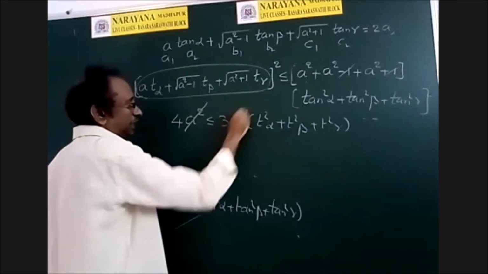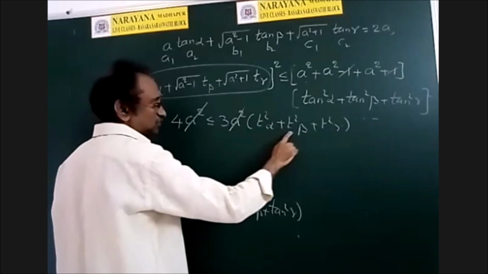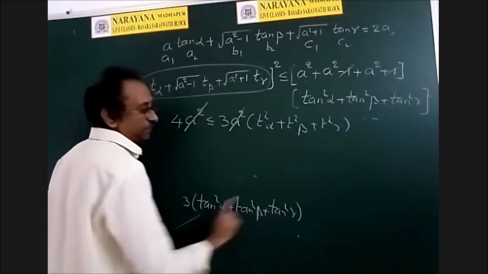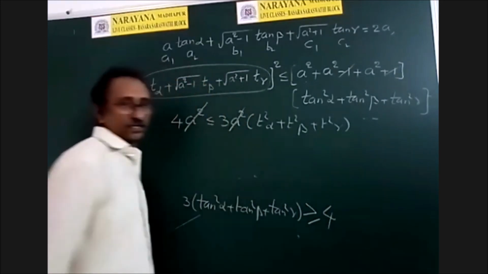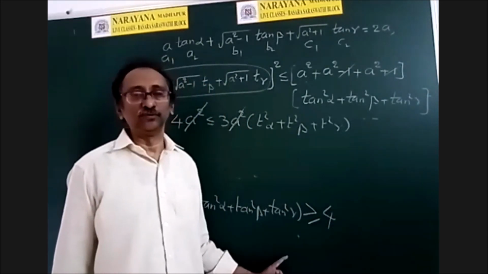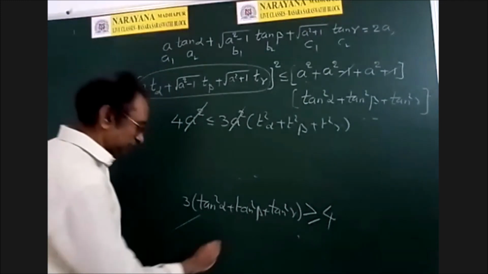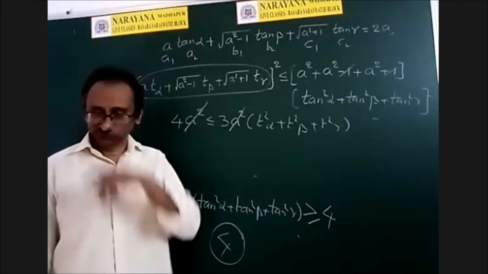So a square is cancelled, and therefore 3 into tan square alpha plus tan square beta plus tan square gamma is greater than or equal to 4. That means this value is either greater than 4 or equal to 4. So what is the least value of this expression? 4 is the answer. Right?